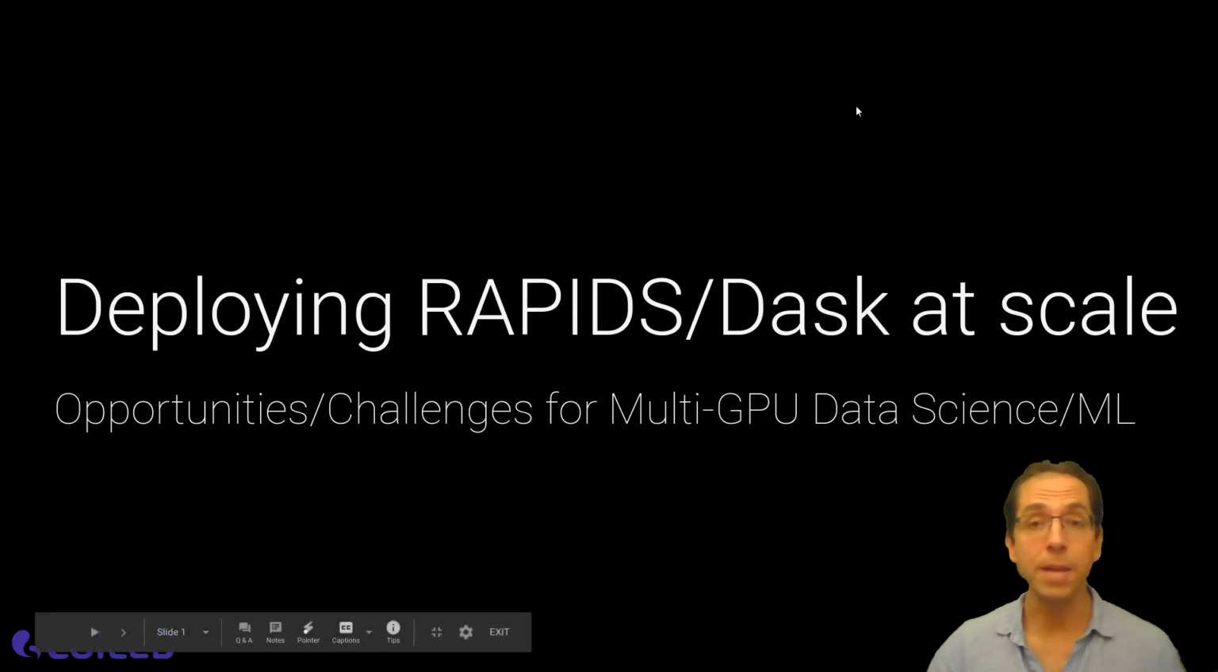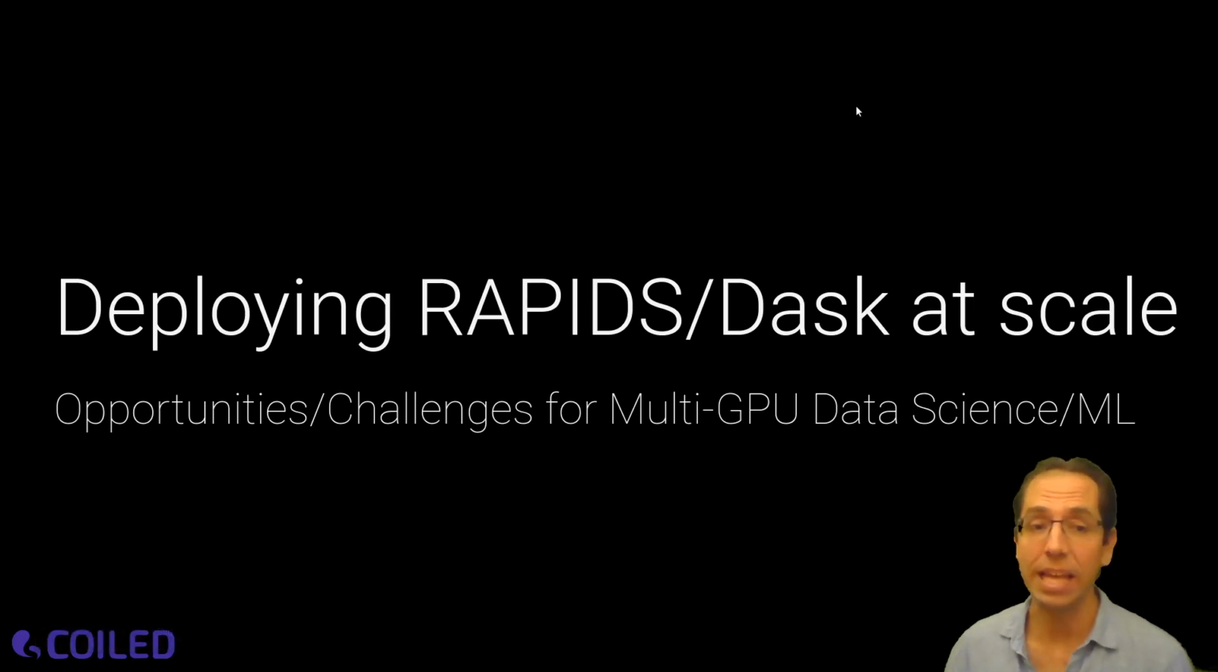Hello everyone, my name is Matthew Rocklin, and today I'm going to talk about deploying Rapids and Dask at scale. This is going to be a talk both about the opportunities that GPUs can bring to data science and machine learning, but also about the challenges of getting it right. We're talking actually more about the challenges and opportunities.